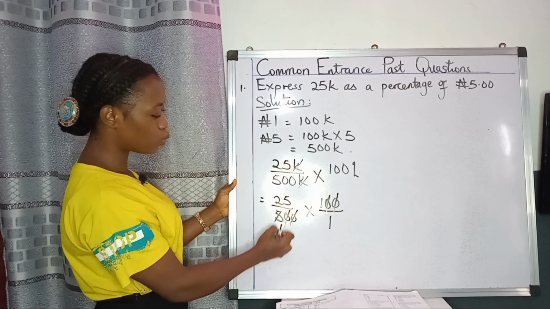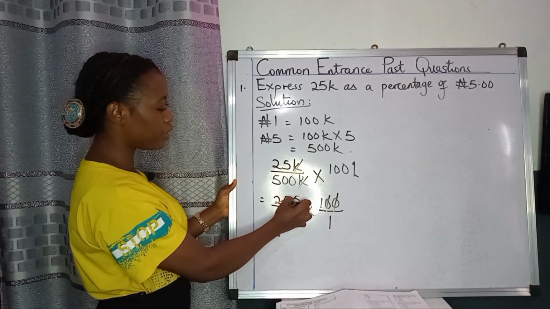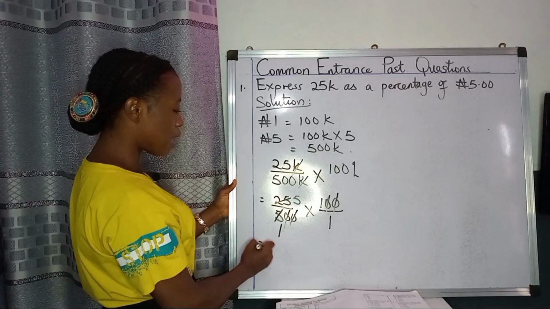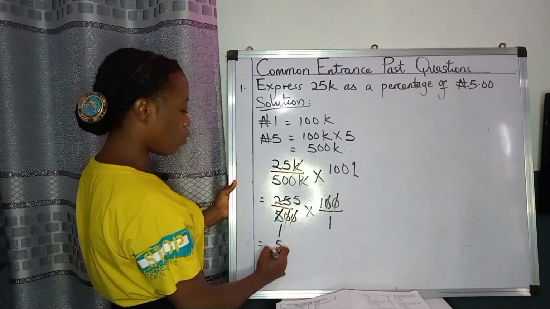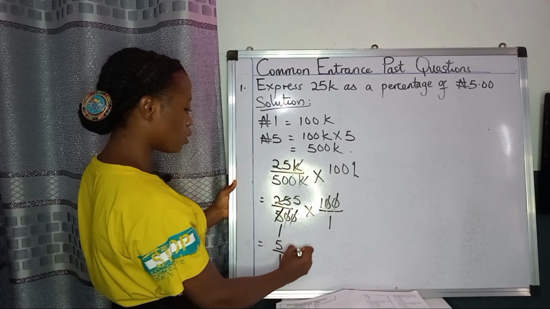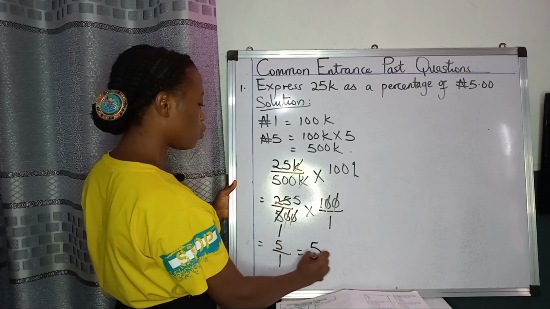So 5 here is 1. 5 in 25 is 5. So we are going to have 5 times 1. 5 times 1 is 5 over 1 times 1 is 1. And 5 over 1 is equal to 5.